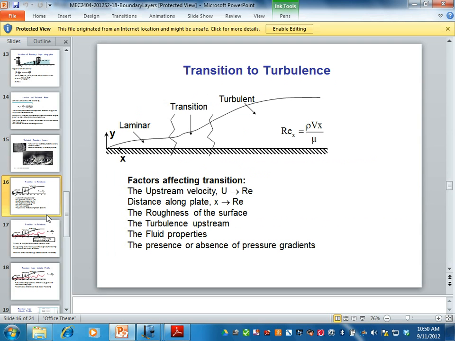All right? So factors affecting it: upstream velocity, yes, that affects your Reynolds number; distance along the plate, that affects your Reynolds number; the roughness of the surface, okay, if it's rough, that gives more instability to kick off the turbulence. All right? If there's any disturbance or turbulence from upstream before it reaches the plate, that will also instigate the turbulence. Fluid properties, if it's not uniform, that will instigate turbulence. Pressure gradient, or its absence, we'll talk a lot more about pressure gradient, so don't panic about that first.